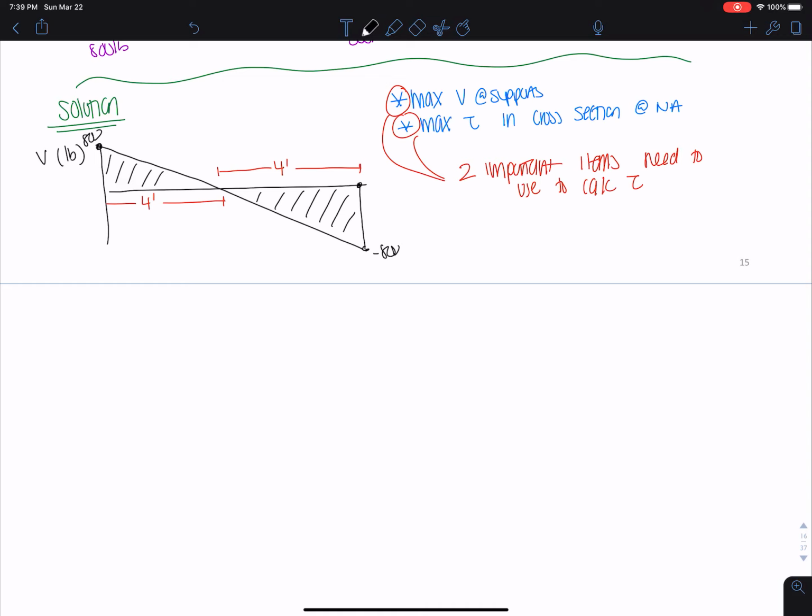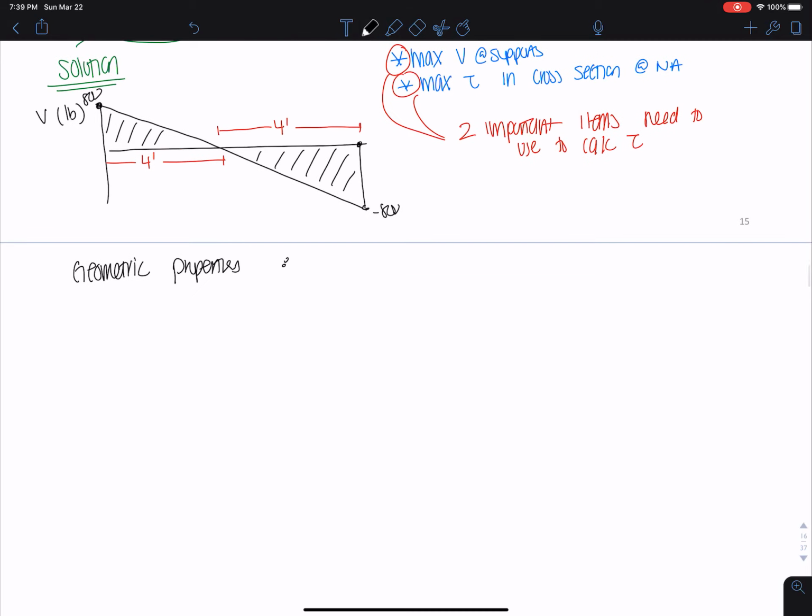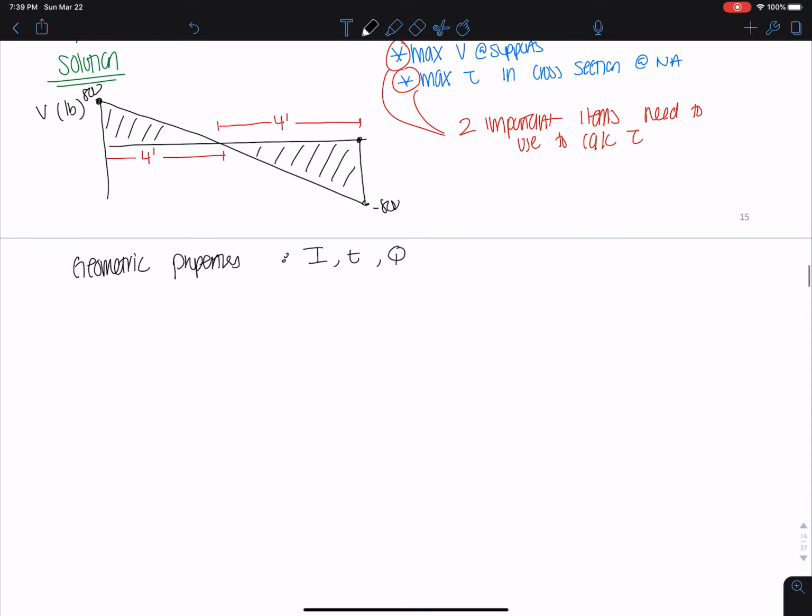And let's now talk about the geometric properties that we need. So we need these three things: we need I, we need t, and we need Q. So let's start doing these one at a time. Let's first find the moment of inertia.